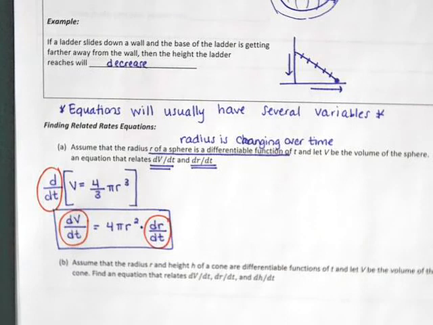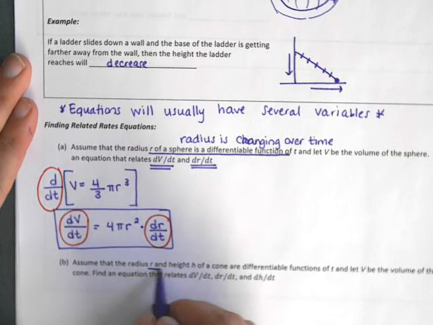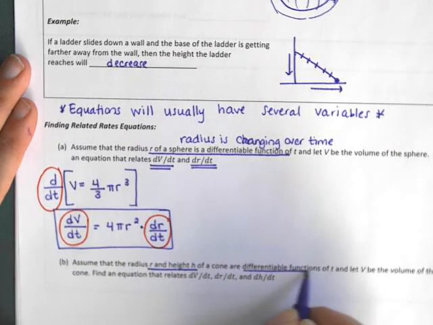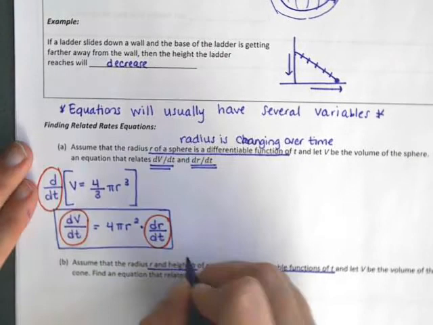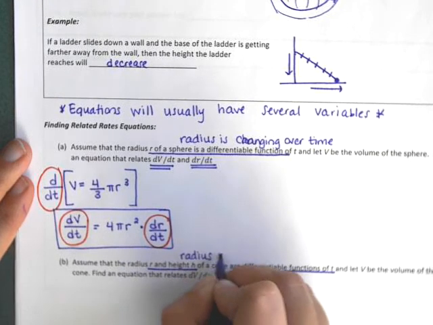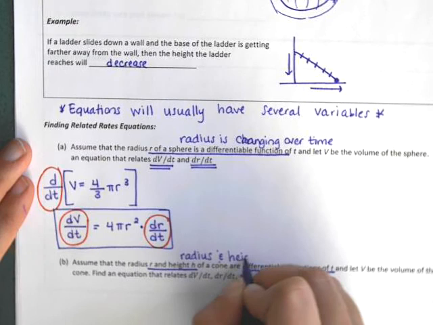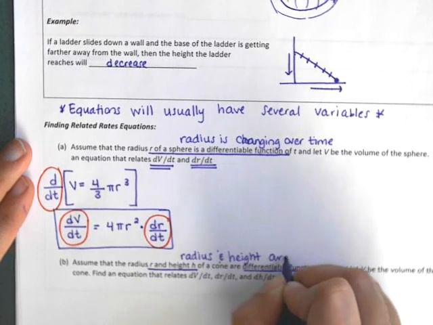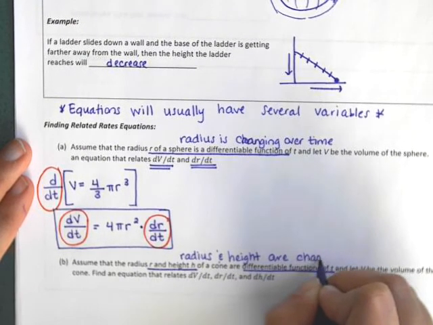All right, let's try this again. So assume that the radius and the height of a cone are differentiable functions of t, and V is the volume of the cone. When it says that the radius and the height are differentiable functions of t, that means the radius and the height of the cone are changing over time.